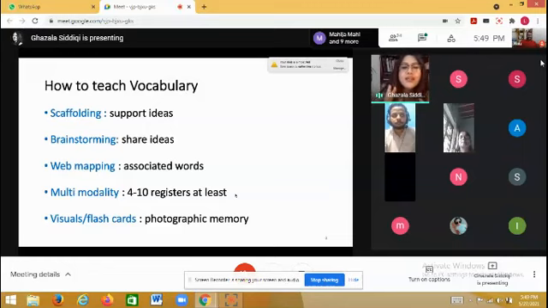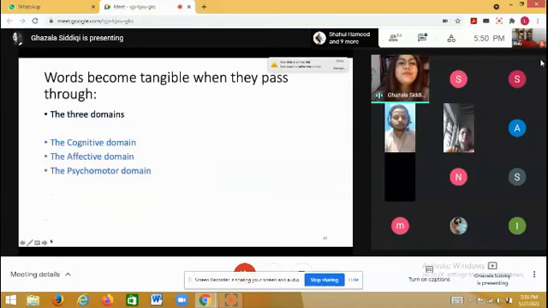Okay, so at least 4 to 10 registers are important. 4 to 10 ways, so that they can learn a word through different kinds of registers. And again, visuals are very important. Flashcards and visuals, these are important to teach any vocabulary or any skill to a child.